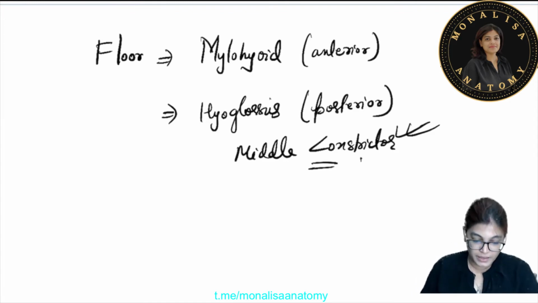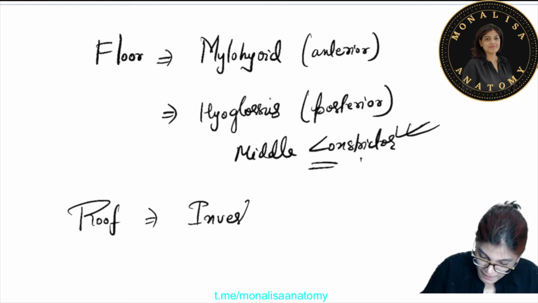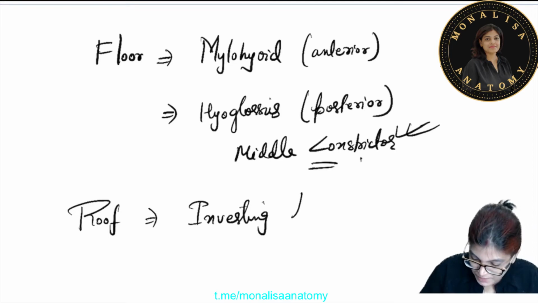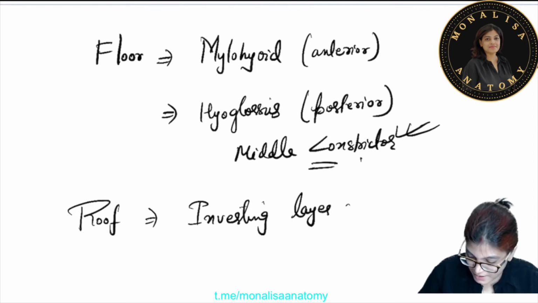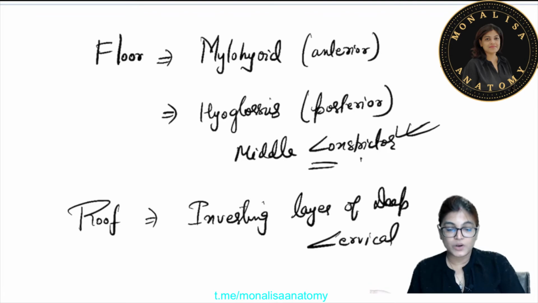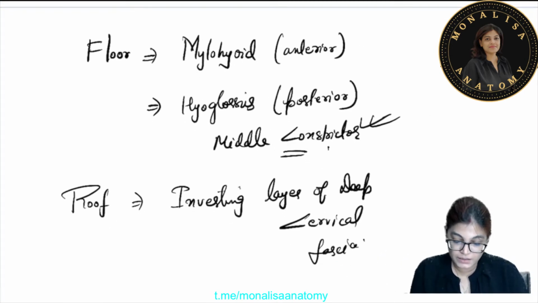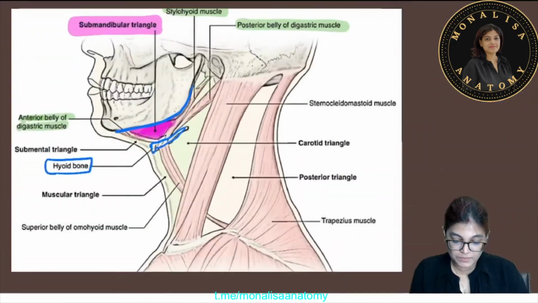Roof is formed by the investing layer of deep cervical fascia. Okay, so we are done with this. An important content, as you know, is the submandibular gland, so it is called the submandibular triangle. So let's move to the MCQ.